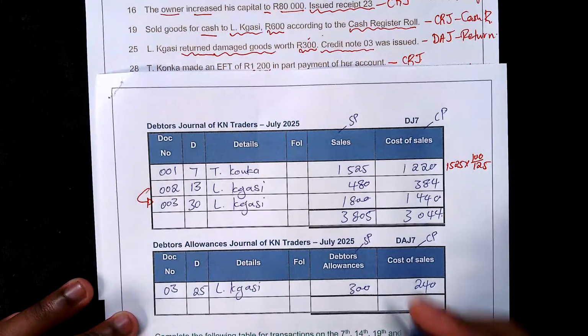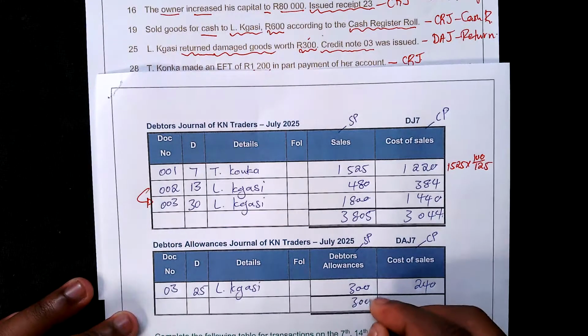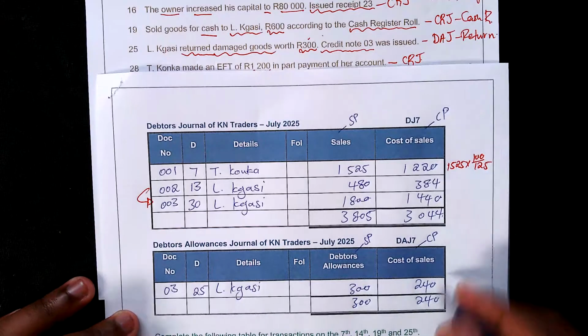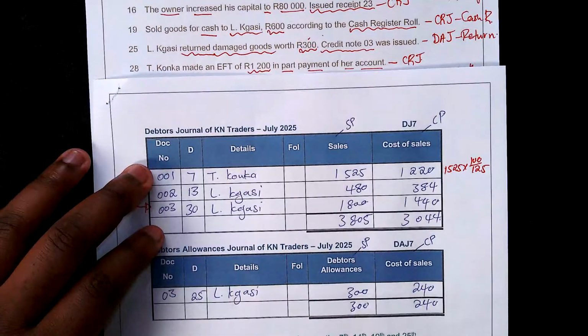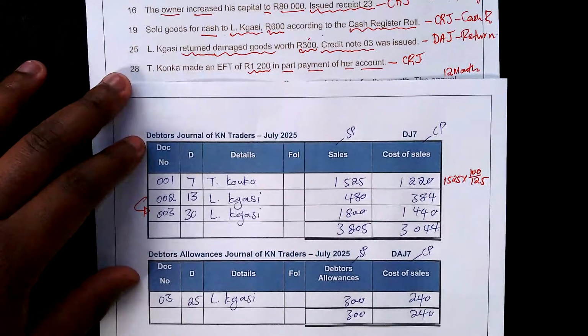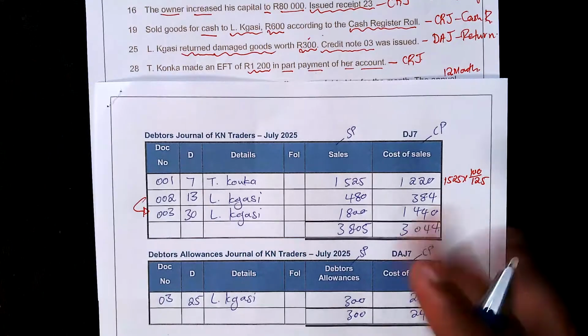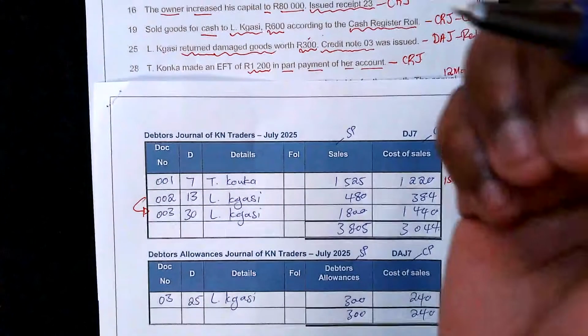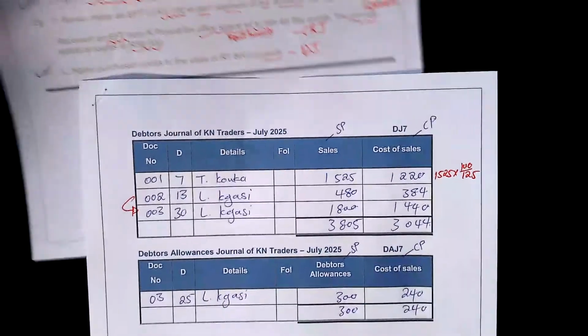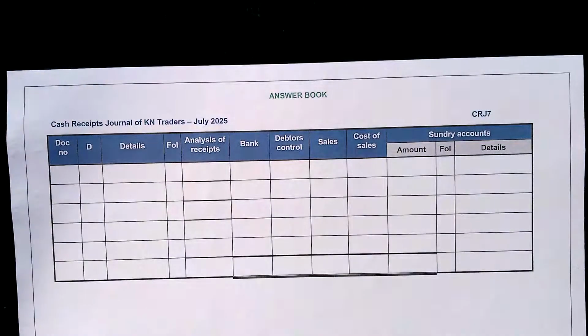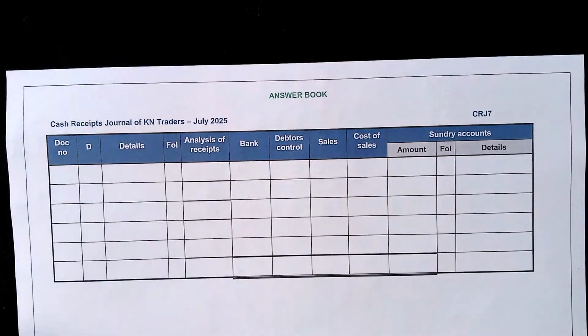So we only had one transaction relating to returns, so the total would be the same as the transaction as recorded. Okay, we are done with both of these journals. I'm going to put a tick there. We're done. So I think the rest of the transactions will be entered under the CRJ. Let me put it here.